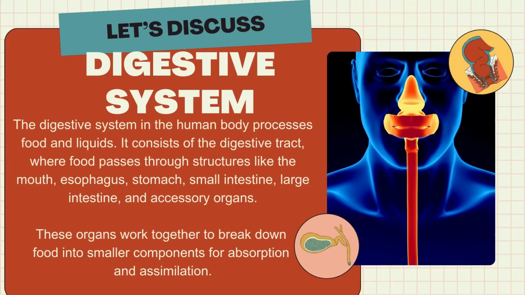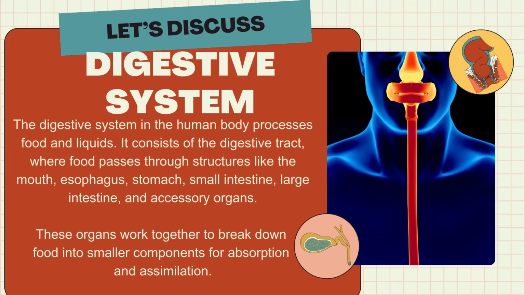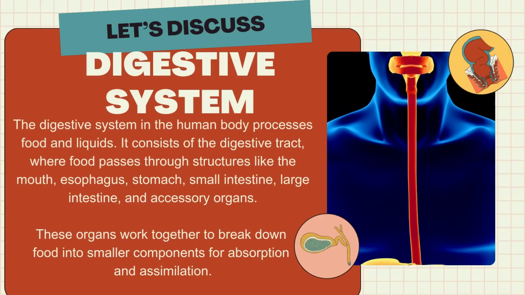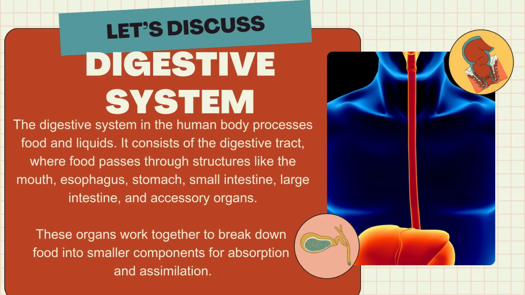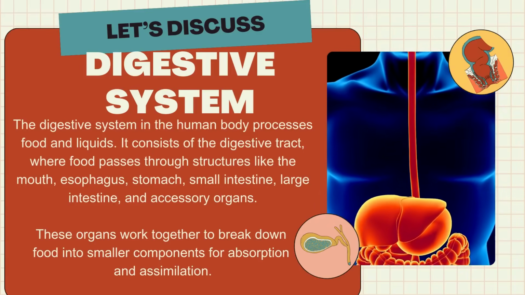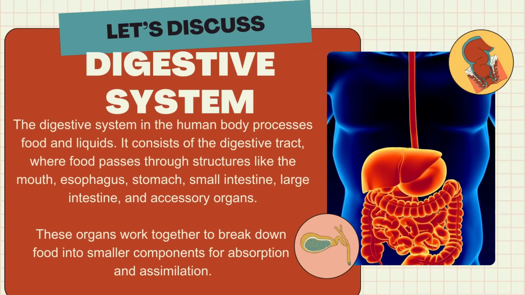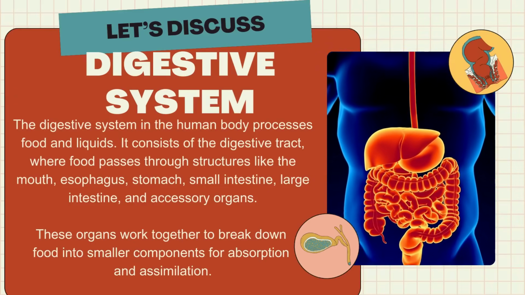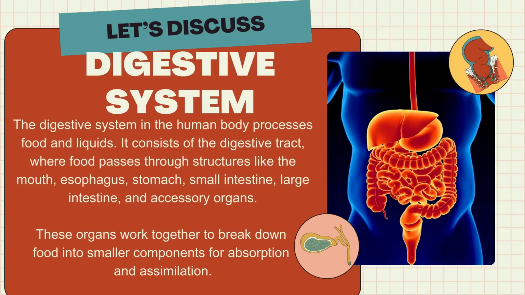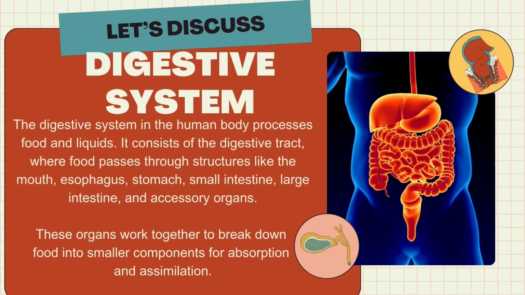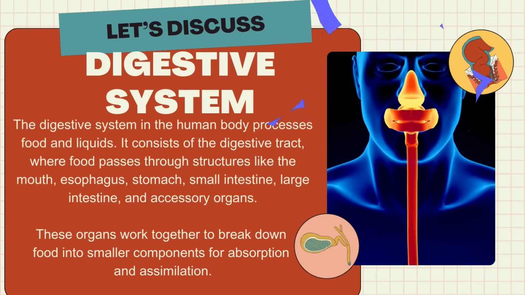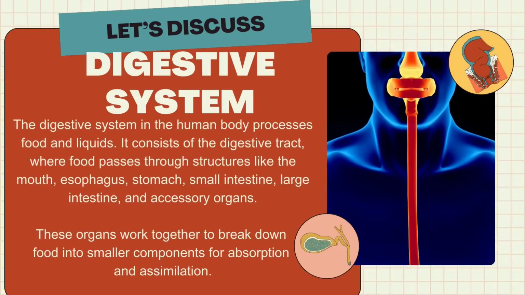The digestive system in the human body processes food and liquids. It consists of the digestive tract, where food passes through structures like the mouth, esophagus, stomach, small intestine, large intestine, and accessory organs. These organs work together to break down food into smaller components for absorption and assimilation.